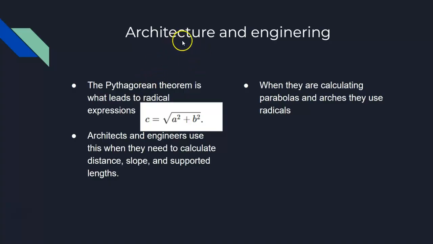Now I want to go into how it's affected architecture and engineering. In both of these, they use the Pythagorean theorem, which leads to radical expressions. Architects and engineers use this when they need to calculate distance, slope, and supported lengths. When they're calculating parabolas and arches, they use radicals. So in all honesty, the world wouldn't be as advanced as it is if we didn't know radicals, because bridges and buildings and whatnot would just start collapsing.